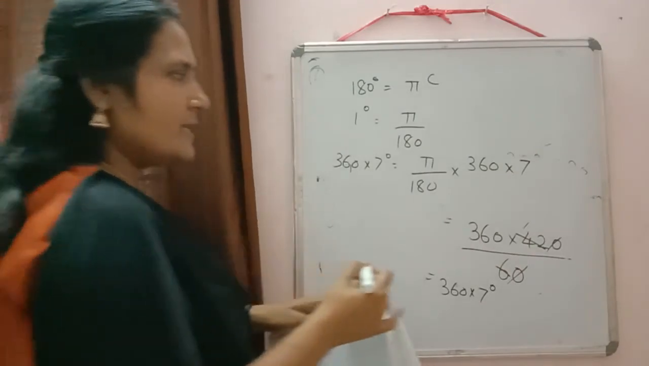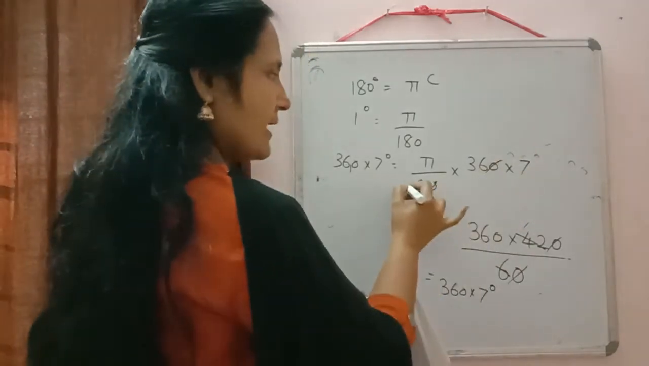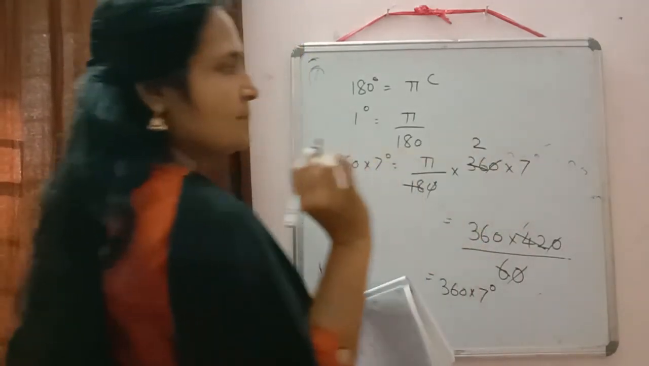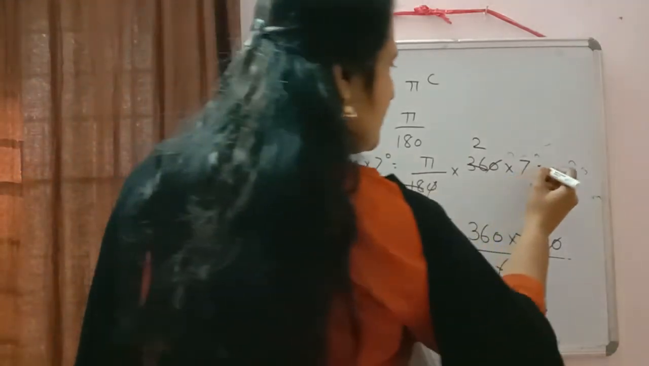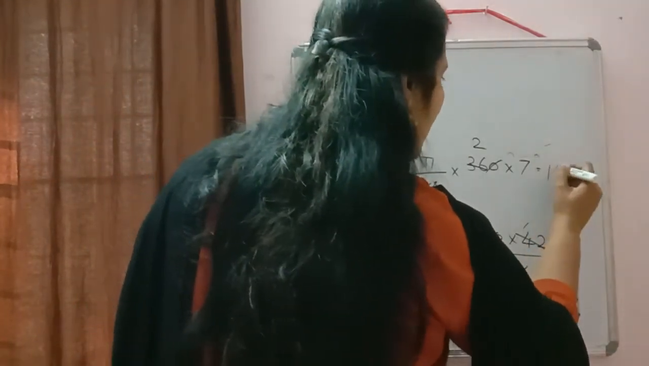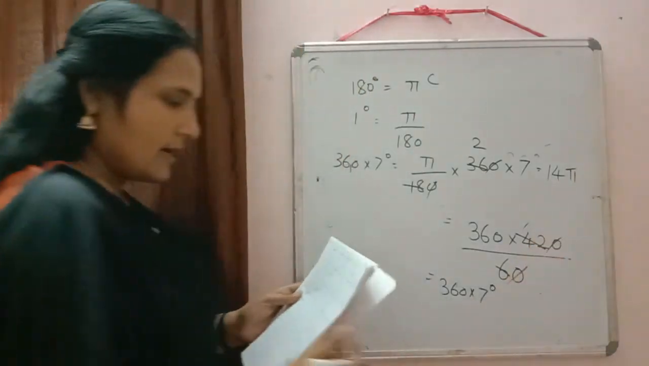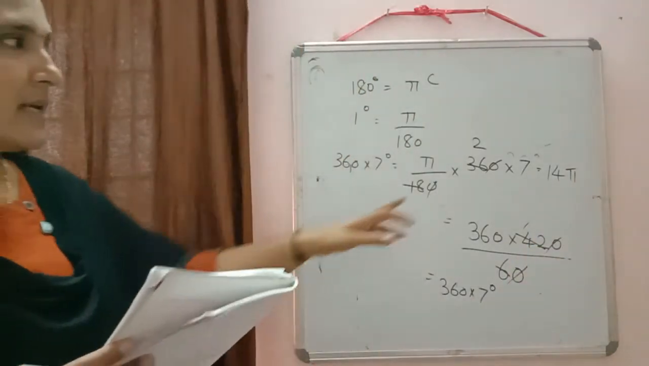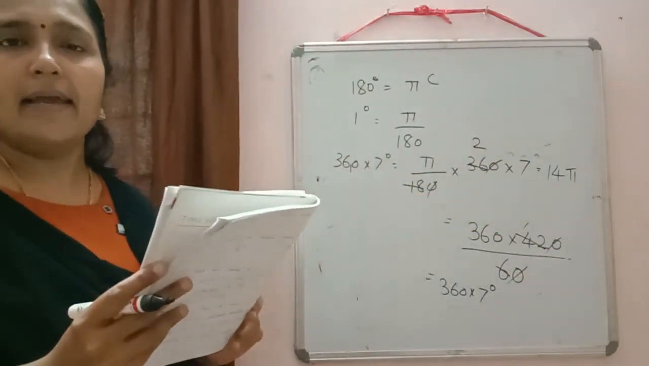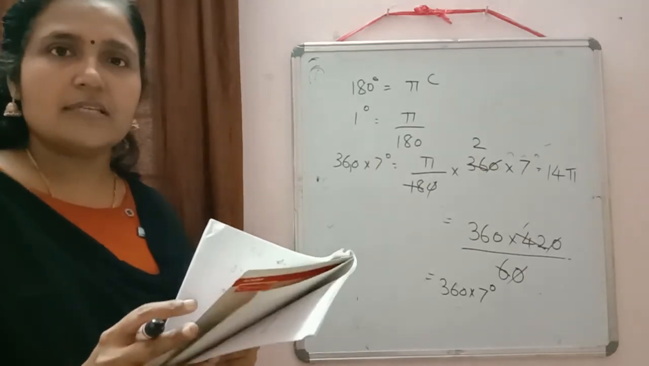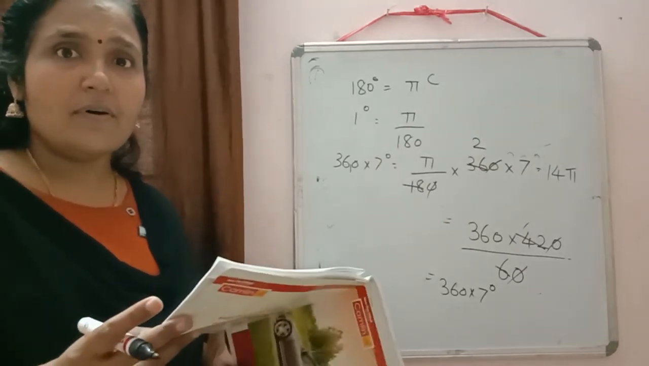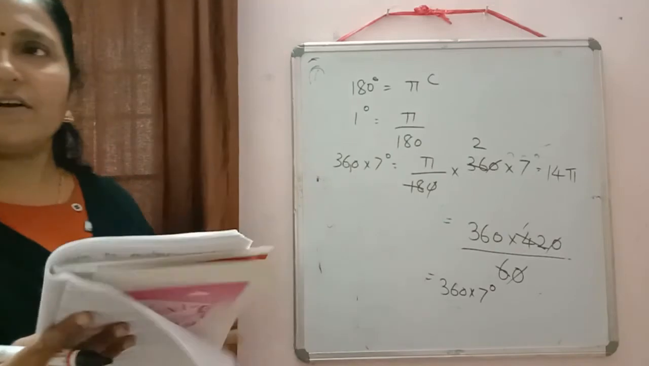So we can cancel here only. These two will get cancelled. 18 twos is 36. So it will be equal to 7 twos are 14 pi. So angle made in 1 second is equal to 14 pi radian. So are these questions clear to you? Okay. So one more question we will do.